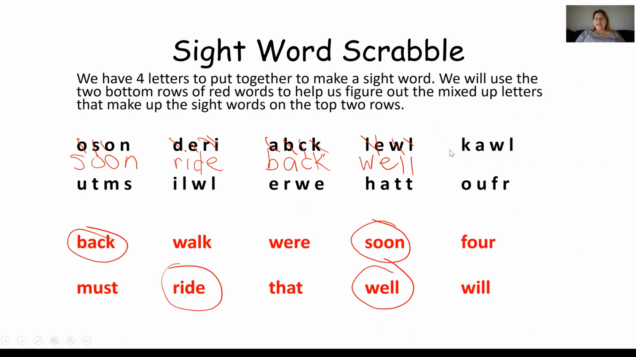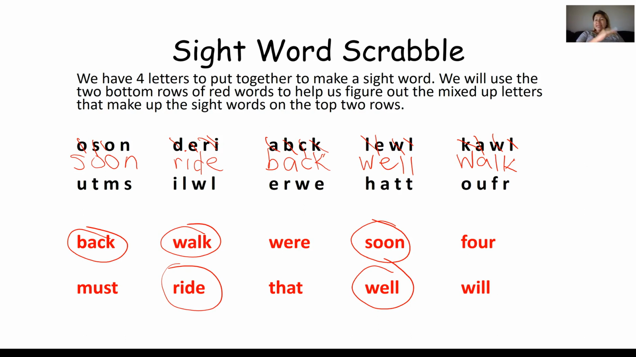K-A-W-L. Okay, so I am checking this one. No K here. I see a K here. I see an A. I see a W. And I also see an L. So I believe it might be this one. Okay, so the first letter is a W. Cross it out. Next we have an A. Cross it out. Then we have an L. And finally we have a K. What sight word is that, boys and girls? Excellent. Walk. All right.